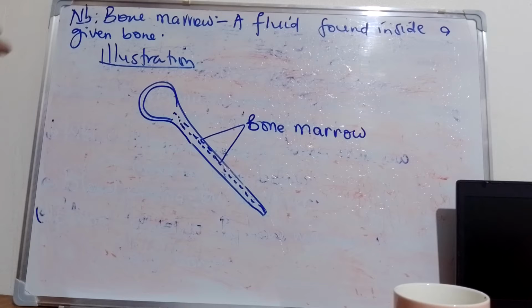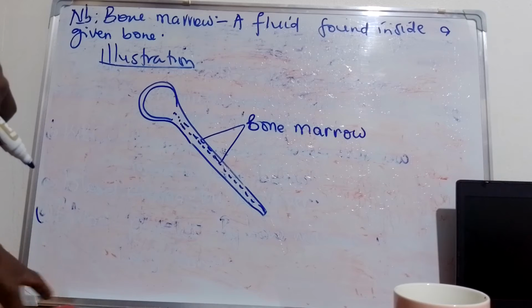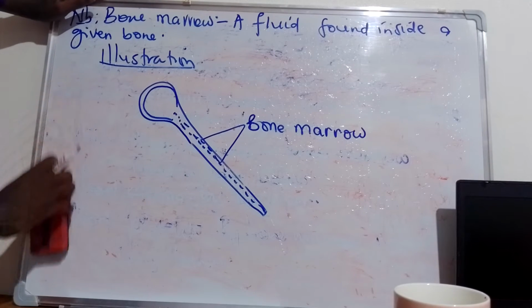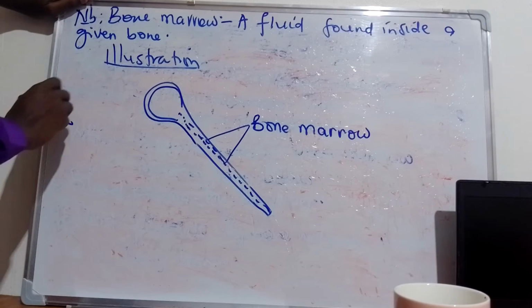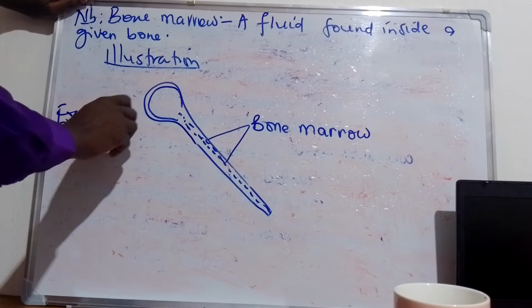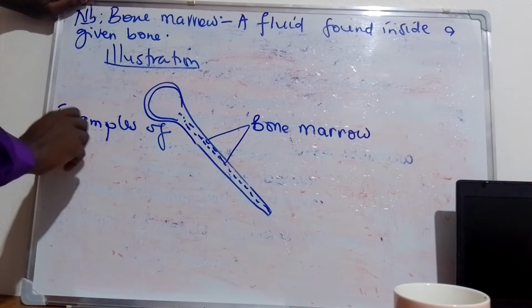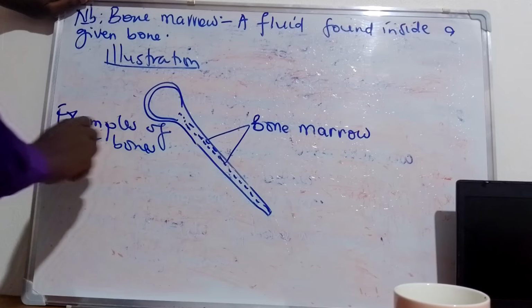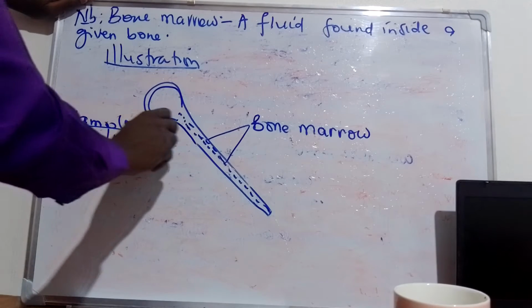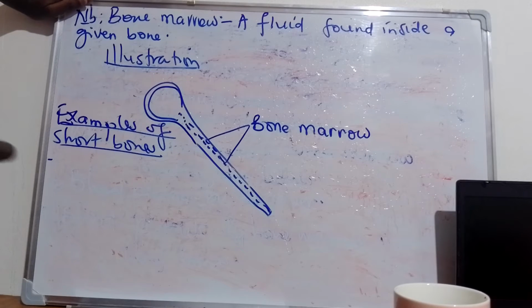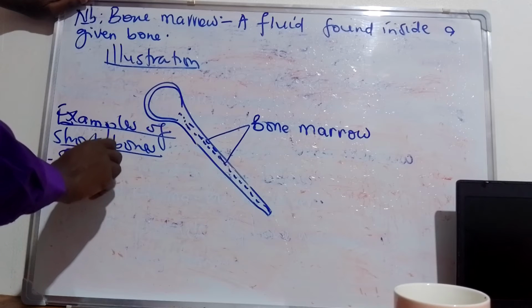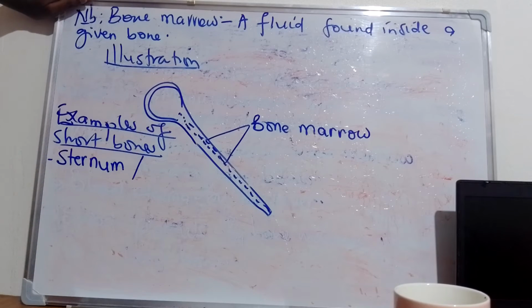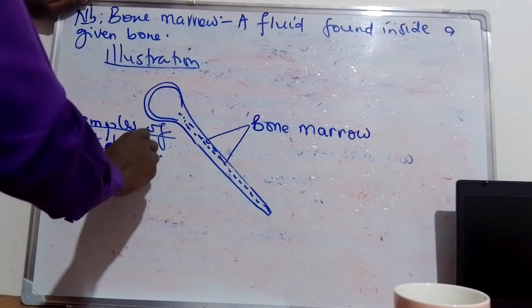If it's a short bone, it will form red blood cells. If it's a long bone, it will form white blood cells and blood platelets. Let's see examples. Examples of short bones. We are talking about short bones of a human being. Number one, we have the sternum, which can as well be called the breastbone.